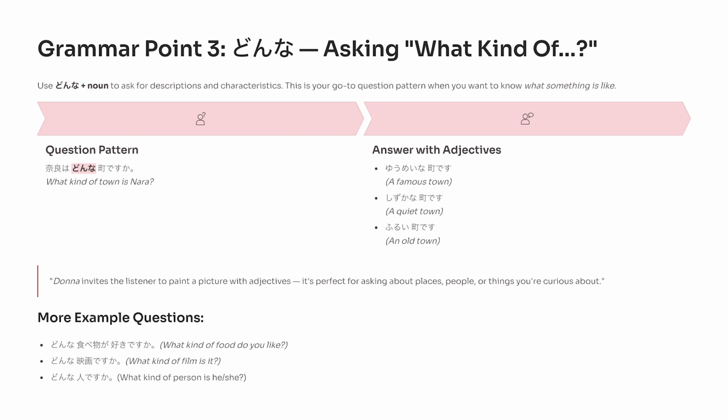The expression どんな is extremely useful because it allows you to ask for detailed descriptions instead of simple yes or no answers. For example, どんな食べ物が好きですか? What kind of food do you like? どんな映画ですか? What kind of movie is it? どんな人ですか? What kind of person is he or she? As you learn more adjectives, you'll be able to give richer and more natural answers to questions that use どんな. Think of どんな as an invitation for someone to paint a picture with words and descriptions.